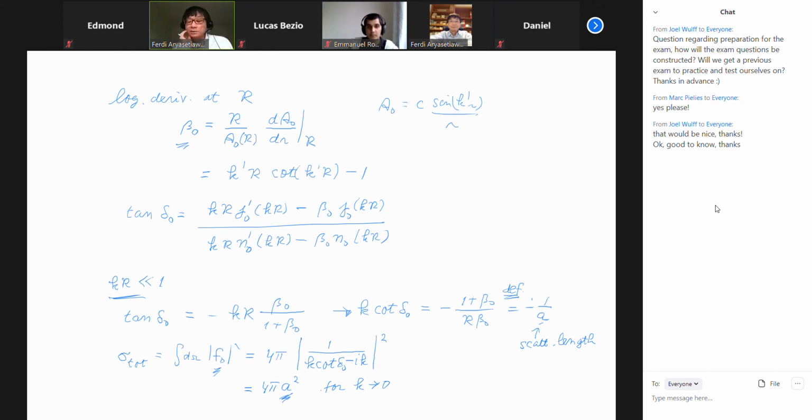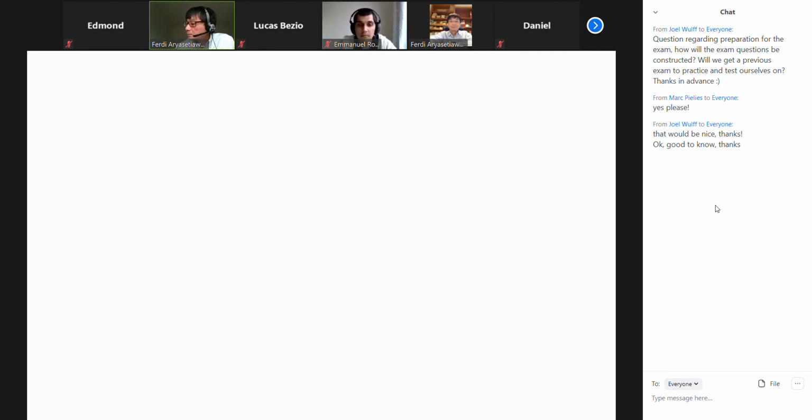So those are two relatively simple examples. The key point is just to calculate the logarithmic derivative at the boundary from the inside solution, and then match it to the logarithmic derivative from the outside solution. That gives us the phase shifts. So it is actually quite simple, the concept is quite simple.